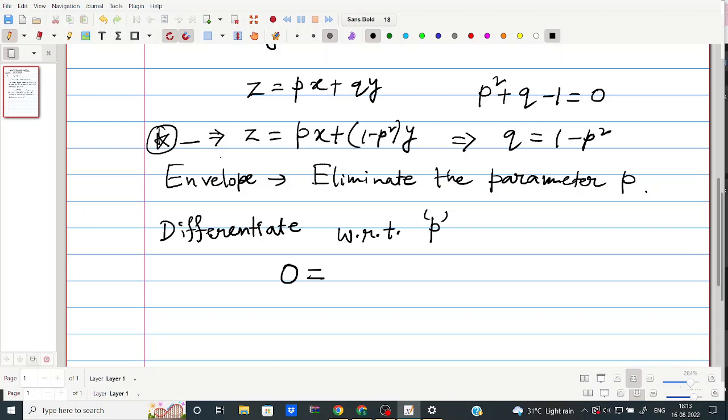No, actually z is a function of x and y only. Z of x, y is px, so del z will be equal to 0.